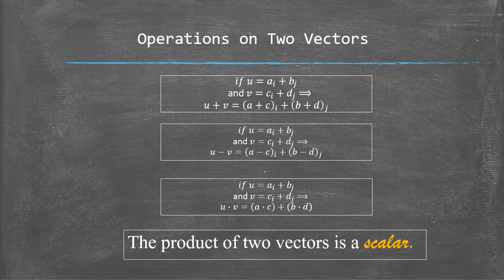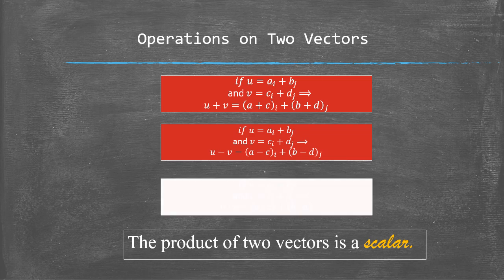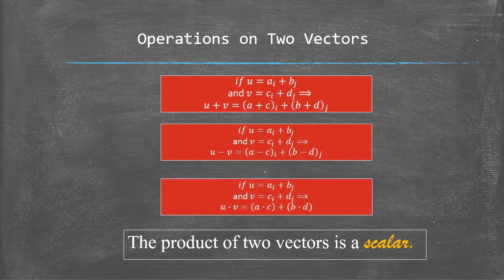Operations on two vectors, we have the addition. We add the i components and the j components. We have the subtraction, and we have the dot product. And always the dot product of two vectors is a scalar.